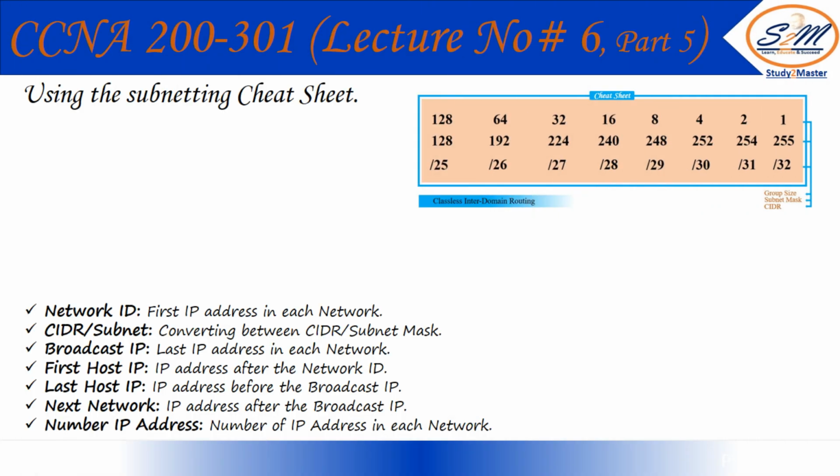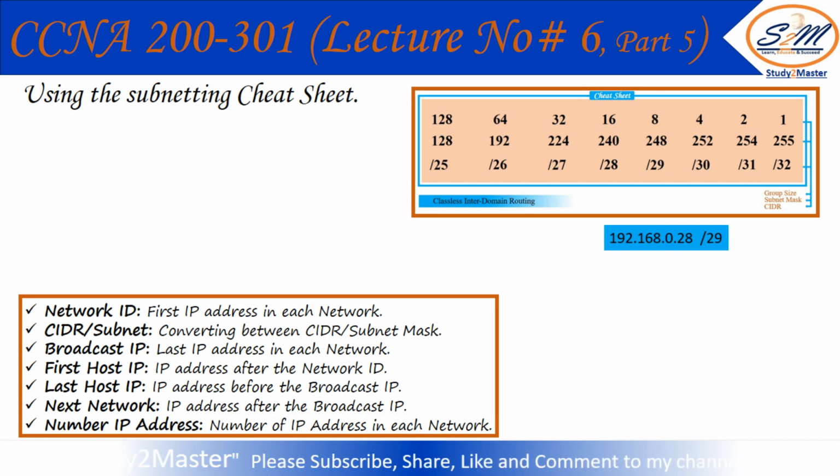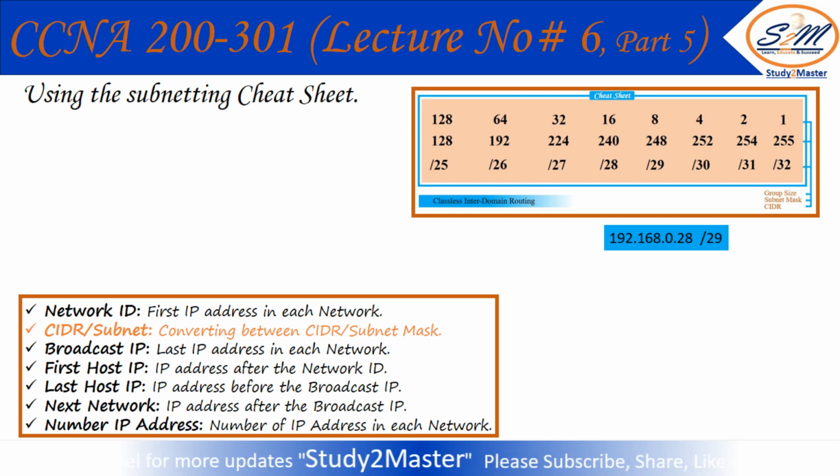Now let us use the subnetting cheat sheet and answer the question for another IP address. In this question, I have given the IP address 192.168.0.28/29. Again, we use the cheat sheet. The cheat sheet really plays a key role for engineers in finding a subnet mask, network ID, next network ID, first usable IP address, and last usable IP address. So if you want to be a master in subnetting, you have to have memorized these subnet cheat sheets in your mind.